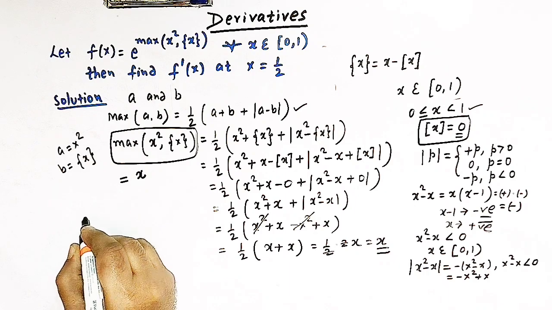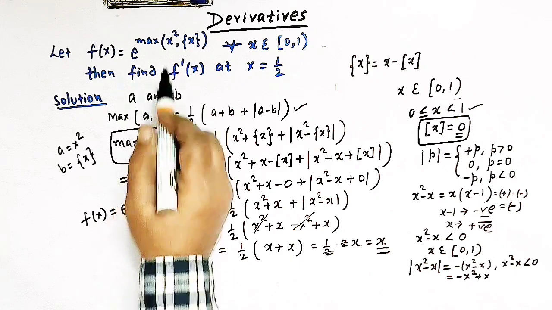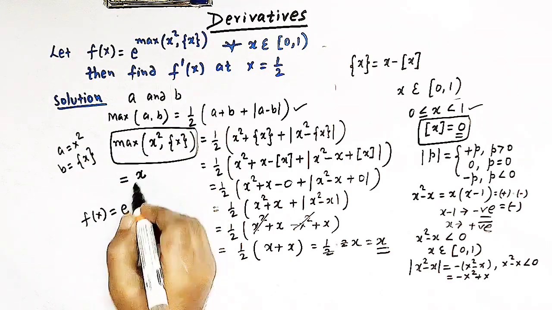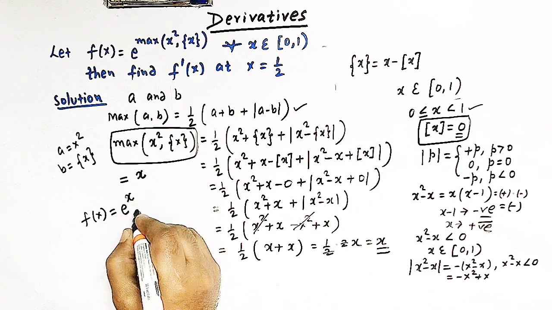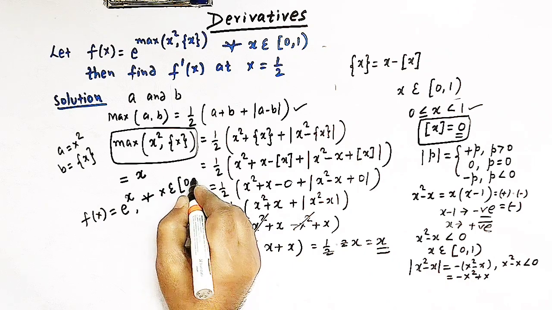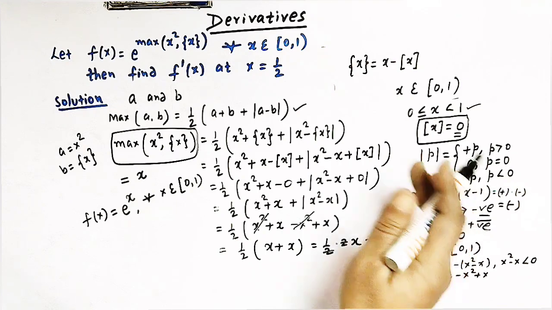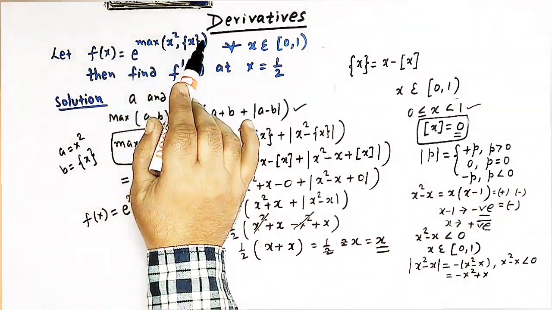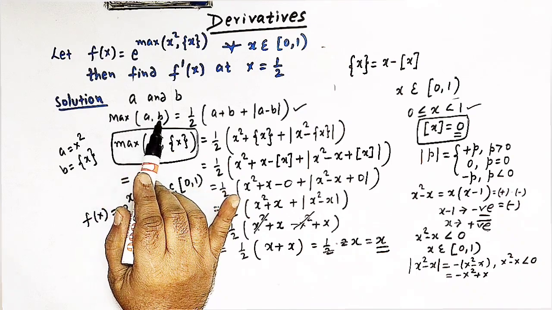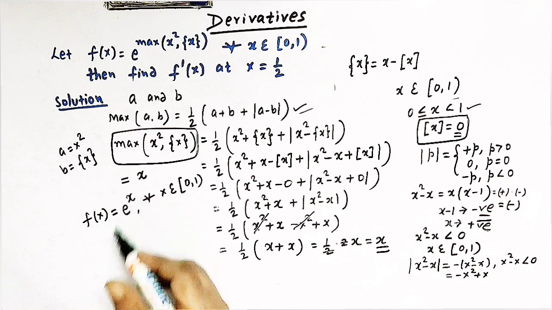So now our function f of x can be defined as e raised to maximum of x square and fractional part of x, which is equal to x. So here we have x for all x belonging to the interval 0 comma 1. So now what we have done here, we have modified this function using the concept of maximum of a comma b, using this result. So we have f of x is equal to e raised to x.